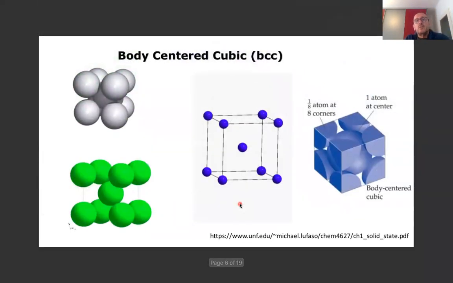Then there is another geometry which is also fairly popular, which is this. This is a body-centered cubic, and as you may realize by now, this structure has 2 atoms per unit cell, meaning that guy in the middle and the 1/8 of each of the corners. So this structure will have 2 atoms per unit cell.